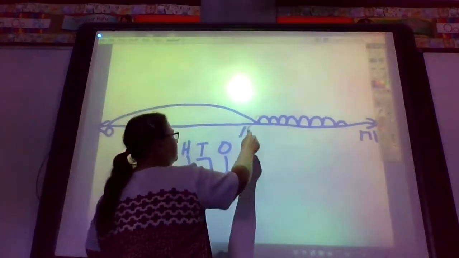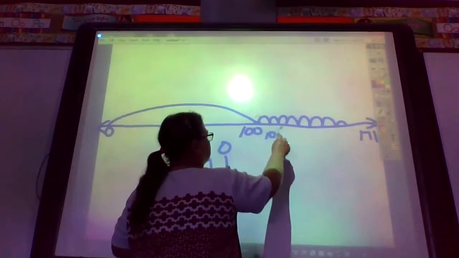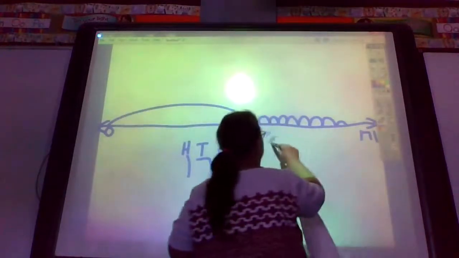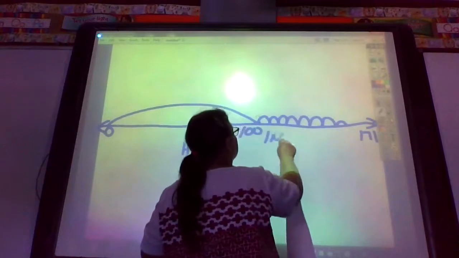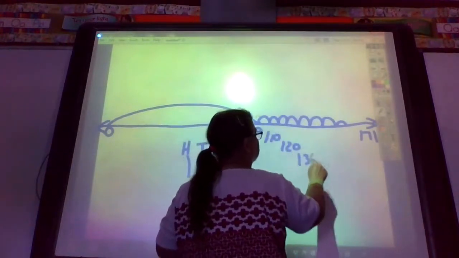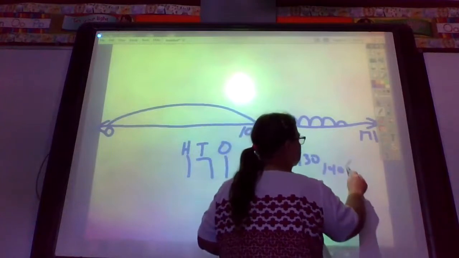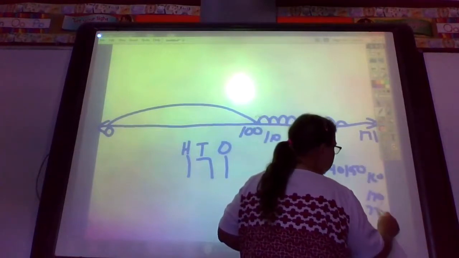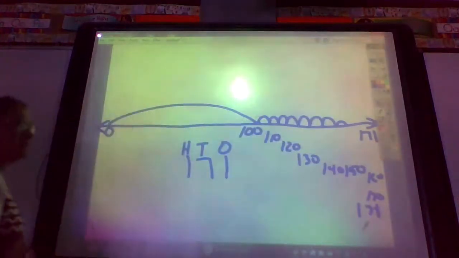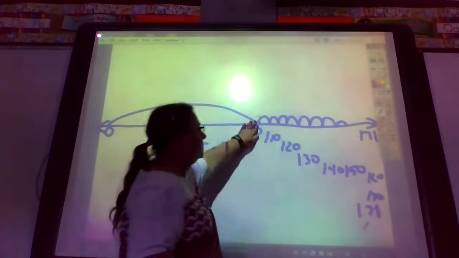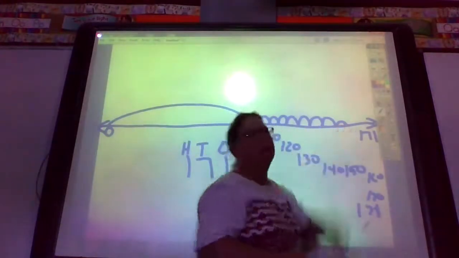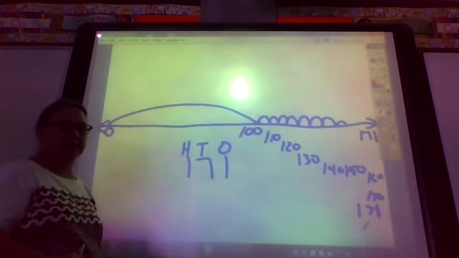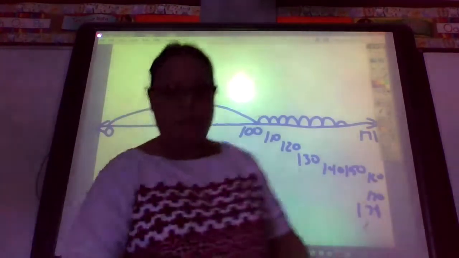This would be 100. Then we would have 101. I'm sorry, 110, 120, 130, 140, 150, 160, we go down to 170 and 171. You don't have to label, but that's how we could label it. I could tell this is 100. These are my tens, and then I have a little 1 hop to get me to the 171. Hopping on that number line like a frog.